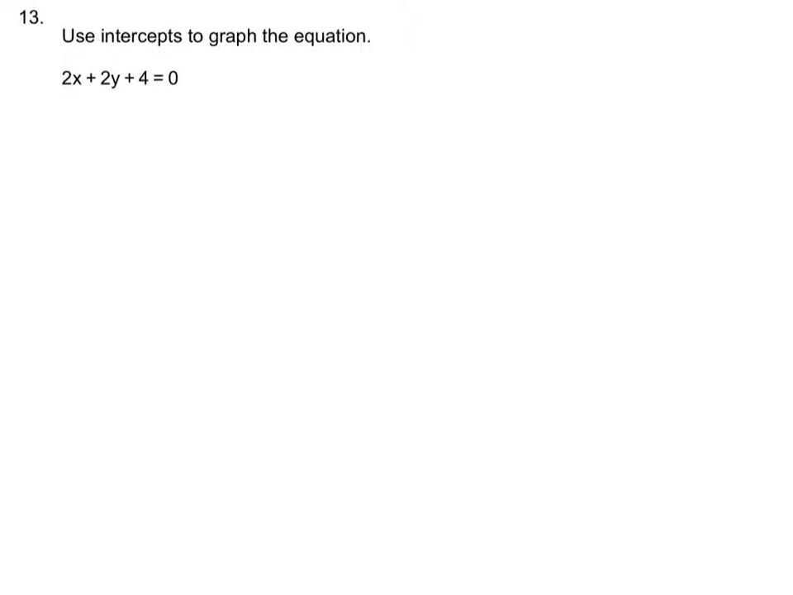Use the intercepts to graph the equation 2x plus 2y plus 4 equals 0. First, I'm going to find the y-intercept. Now, the y-intercept is a point on the y-axis. And we can find the y-intercept because it is in the form 0, y. This tells me to plug in a 0 for x and solve for y.